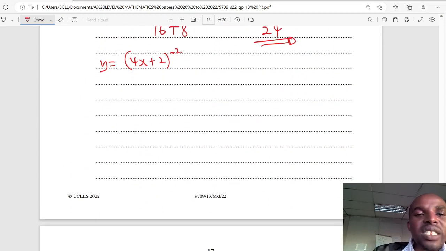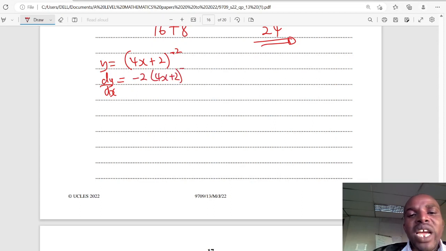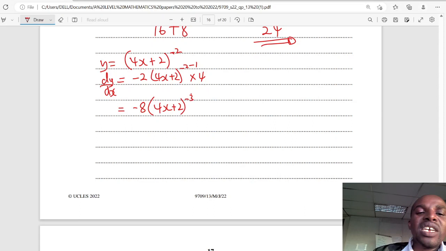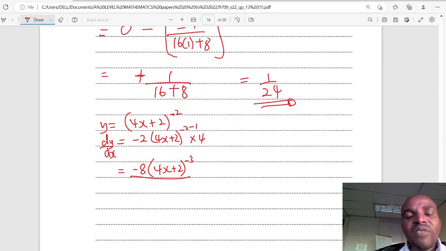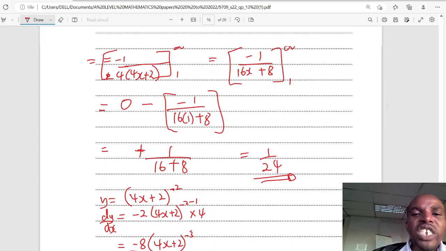So your dy dx, that is the derivative. So you say let y equal f of x actually. So it will be minus 2, 4x plus 2 to the power minus 2 minus 1, then times derivative of inside the bracket. So this will give you minus 8, then 4x plus 2 to the power minus 3, right? So this one is your dy dx. Now you have three different variables here, right? What do we have? We have dy.